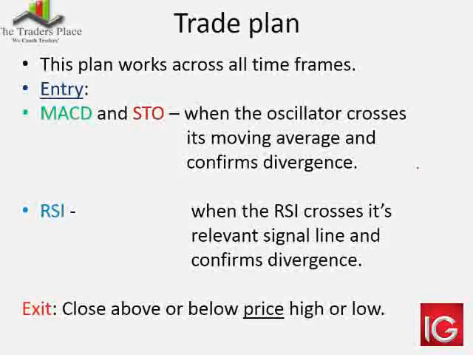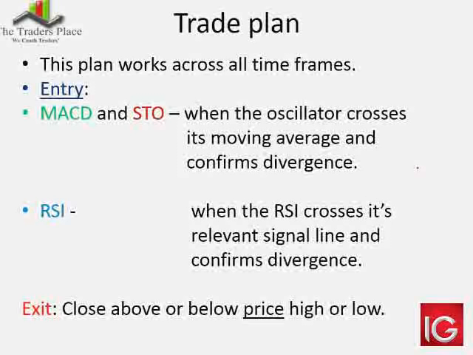Entry using a MACD and a stochastic. When the oscillator crosses its moving average, that confirms the divergence. So we can see where the MACD has made a higher low, the price has made a lower low. The MACD crosses above its signal line, that 9-period moving average. That is where we get confirmation of the divergence.